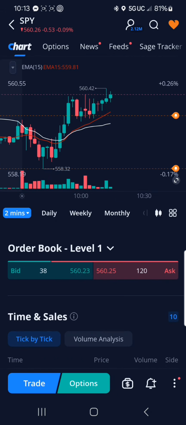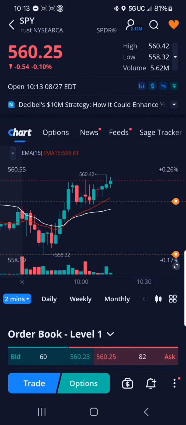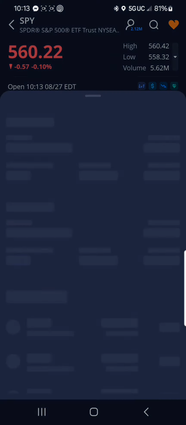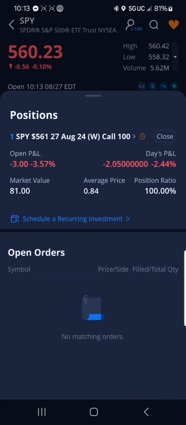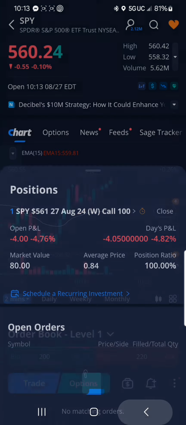So now let me pop back over to the chart. That's what I prefer to look at. If I want to see the profit and loss percentage, I can click this money bag down here, and I can see currently 3%, $3 down or whatever.